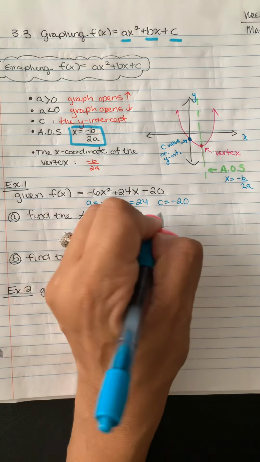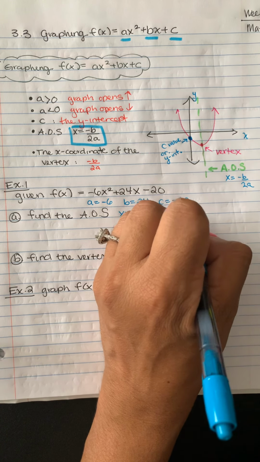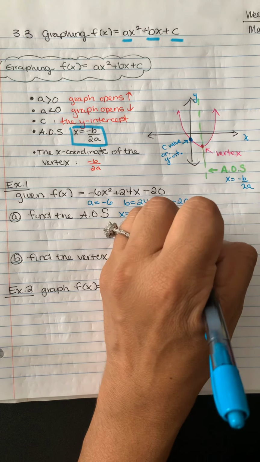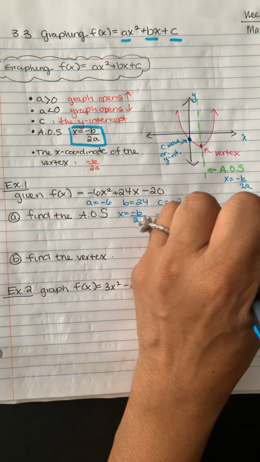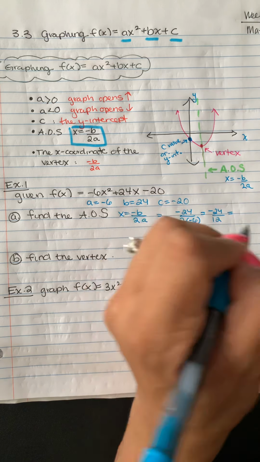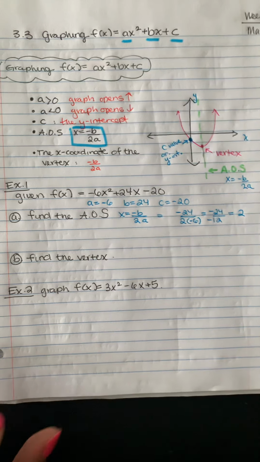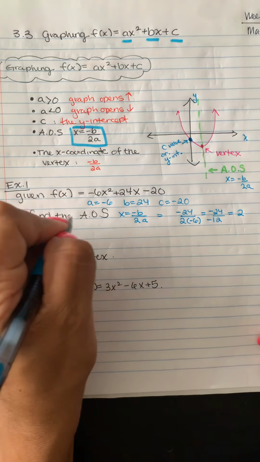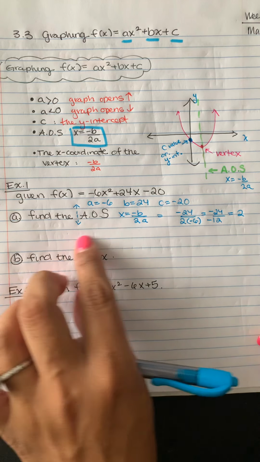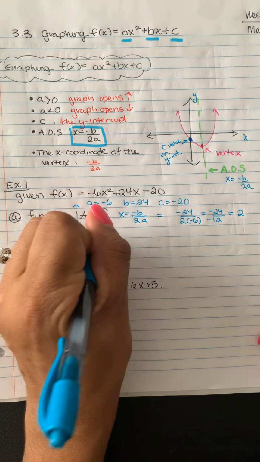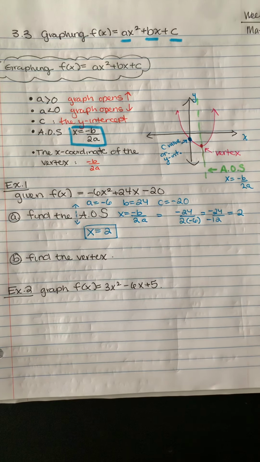So what do we do? We just substitute. B is 24, so it's negative 24 over 2 times A. A is negative 6. So if we simplify, we end up with negative 24 over negative 12, which is positive 2. Okay, remember your AOS is a vertical line. It's that dotted vertical line, and that means that it's going to cross at a positive 2. So our AOS is x equals 2.